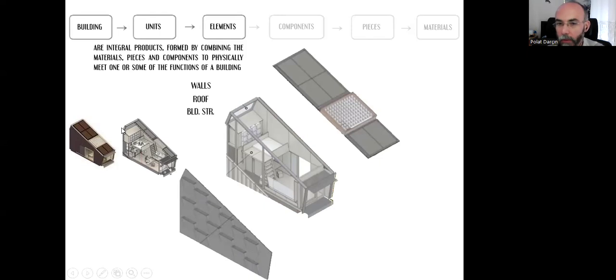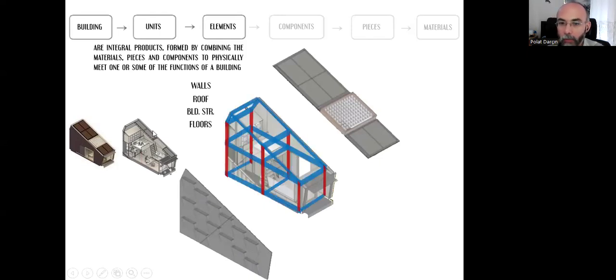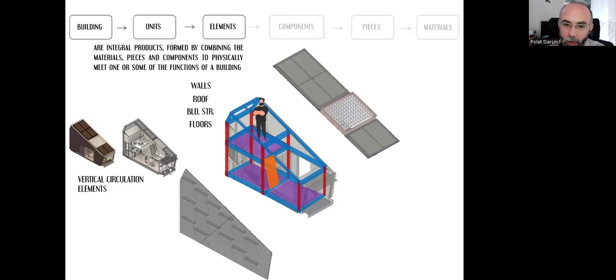And this semester, we did the building structure, floors, and now we need a spatial element so that the user can circulate through different floors. If they're on the ground floor, they need to go to the first floor, so we need stairs. But instead of stairs, we can say vertical circulation elements, because stairs is one of the options.